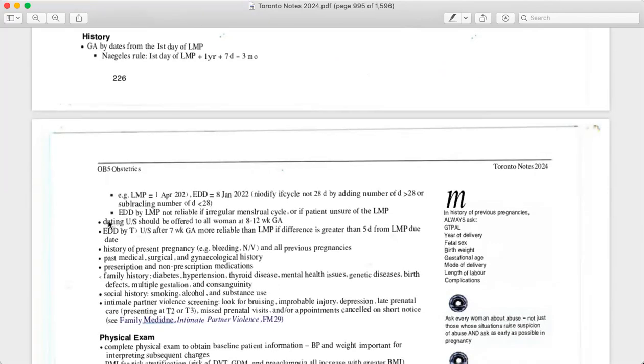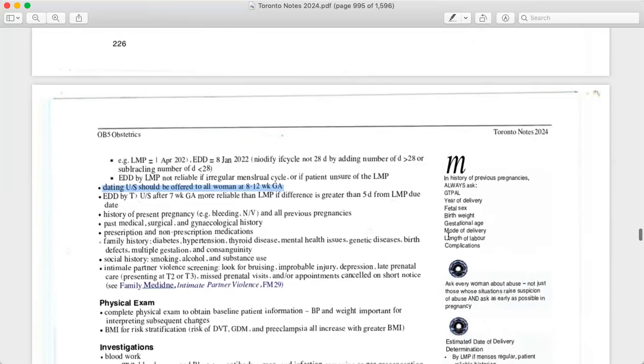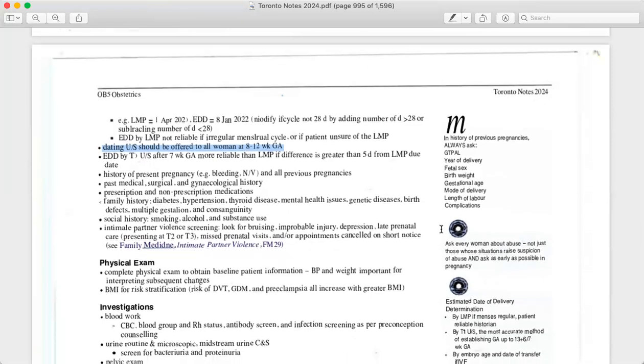Dating ultrasound is done, or should be offered, to all women at 8 to 12 weeks of gestational age. Then EDD by the ultrasound is basically after 7 weeks more reliable than LMP. So that's why it's important to do the dating ultrasound, because it's more reliable than knowing the LMP. Then in the history of the previous pregnancy, always say GTPAL and those things, birth weight, gestational age, or anything that's complicated.